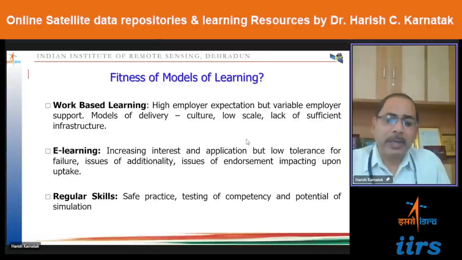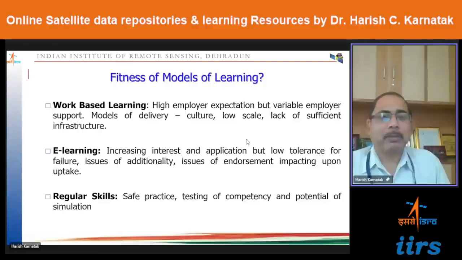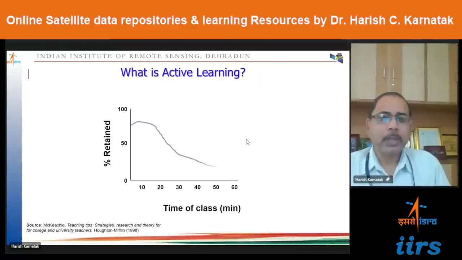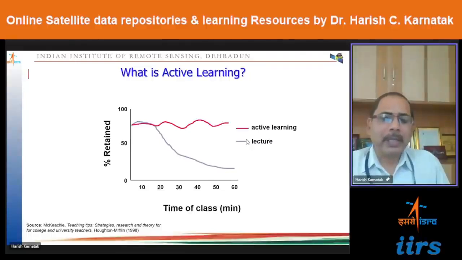And regular skill development is very, very important, because whatever I learn today, if I'm not updating my knowledge, after some time I will be outdated. In that case, it will be very difficult for me to sustain my knowledge or to remain in this domain or area. So continuous upgradation is required. In fact, online platforms can greatly help us with this kind of knowledge upgradation. Active learning is the concept where we involve the learners.